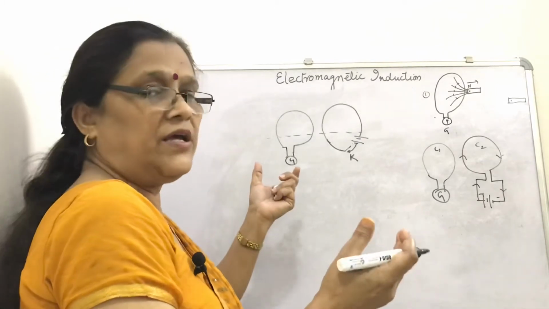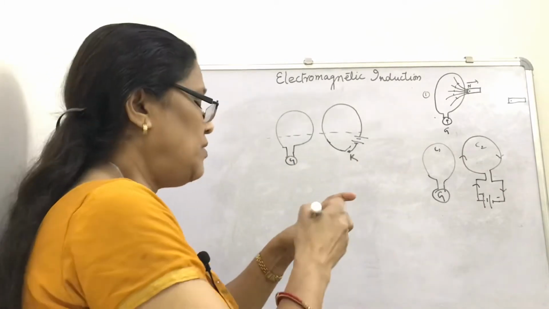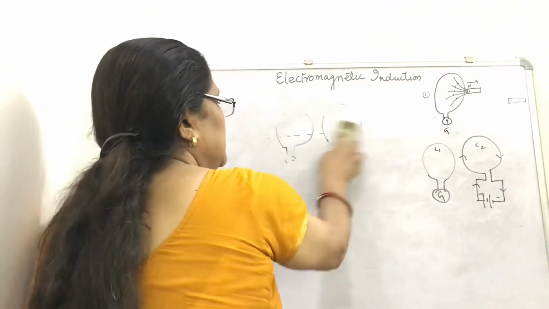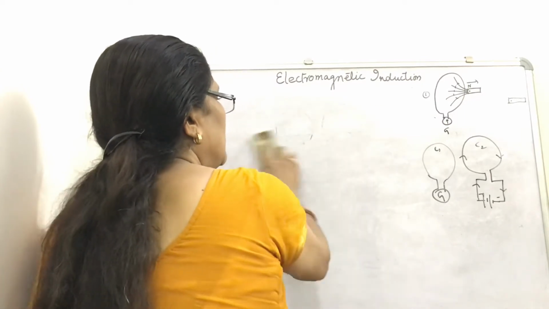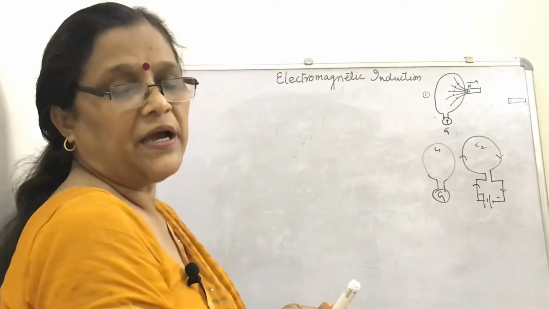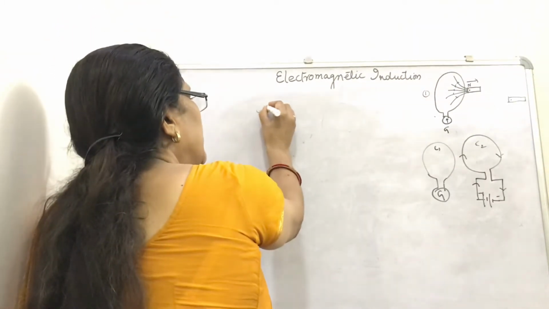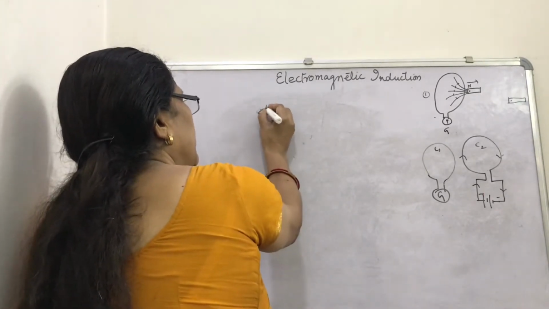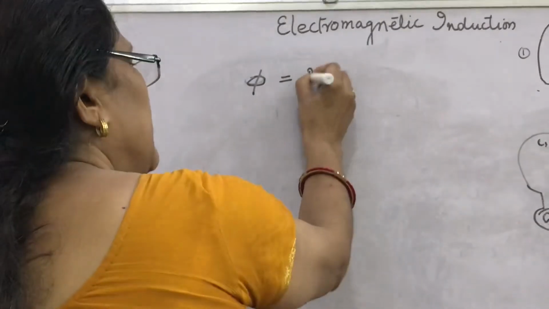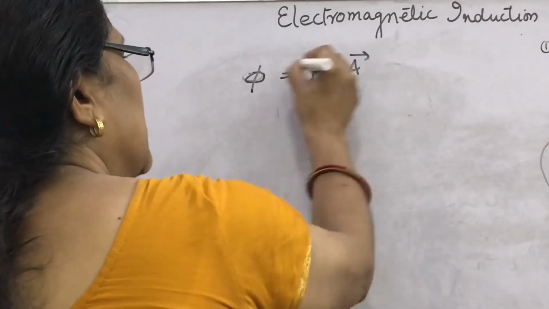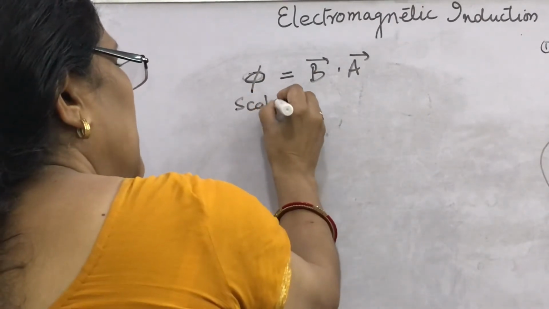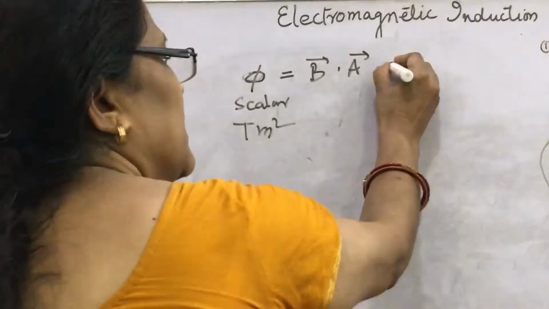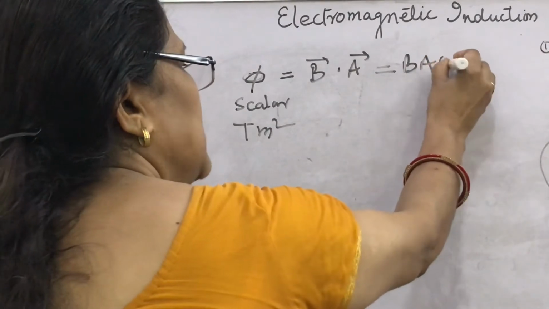And Faraday formulated the law based on electromagnetic induction. Before telling these laws, we will discuss some concepts. First, we will find out what magnetic flux is. You know electric flux, the dot product of electric field and area vector. So magnetic flux is the dot product of magnetic field and area. It is a scalar quantity and its unit is Tesla meter square. It can be written as BA cos theta.